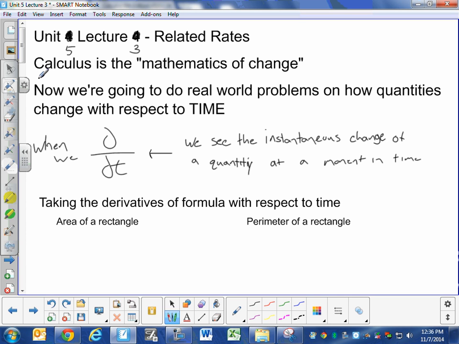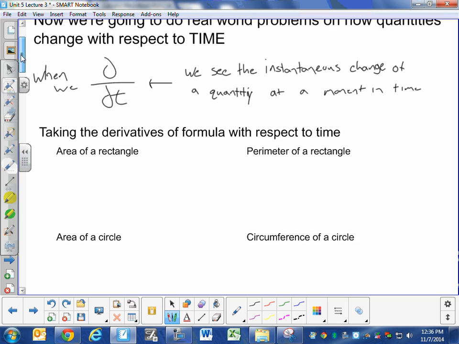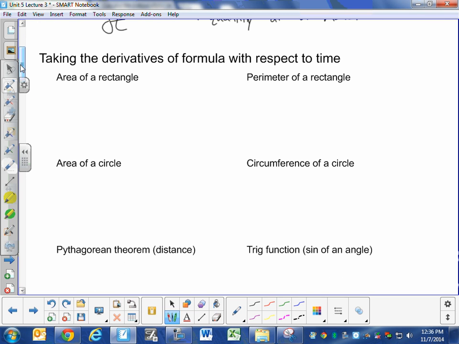We've dealt with it so far with velocity and acceleration, but now we're going to talk about physical objects, distances, x distances, whatever, and we'll find out how those are changing. So we need to be comfortable with taking regular formulas that we've dealt with in the past, like an area of a rectangle, and finding the instantaneous rate of change of that area. We need to be comfortable taking the derivative with respect to t of A, which is equal to LW.